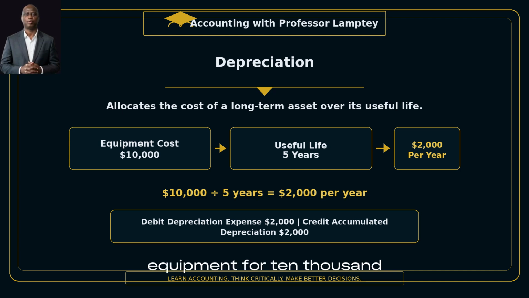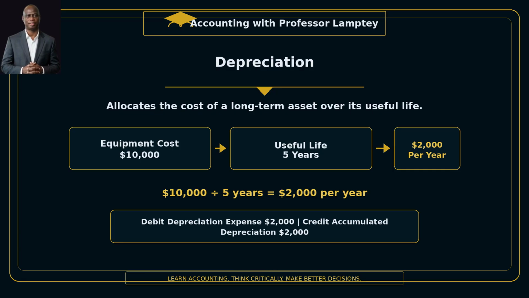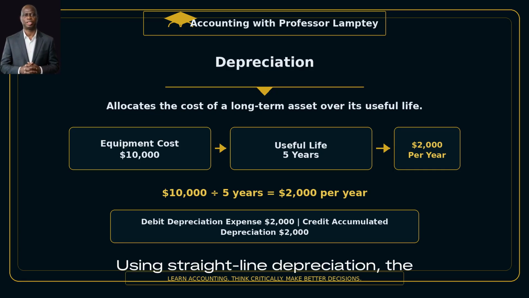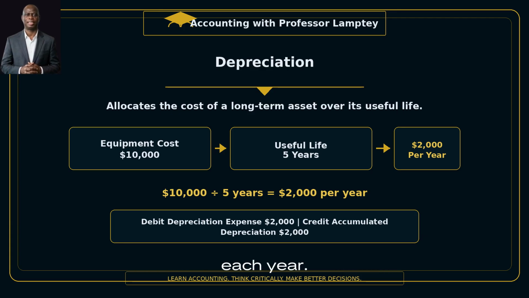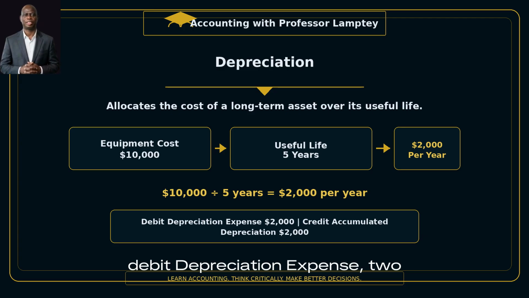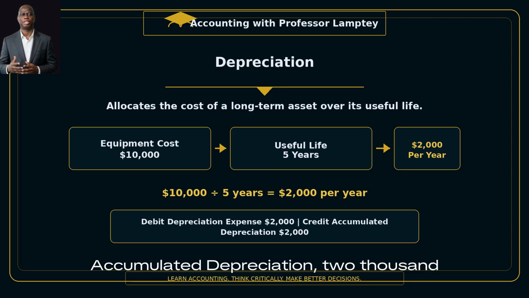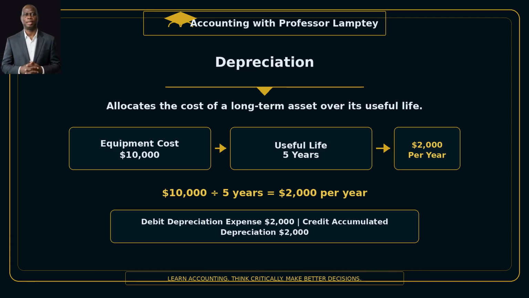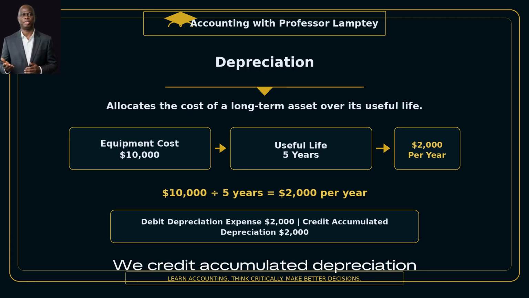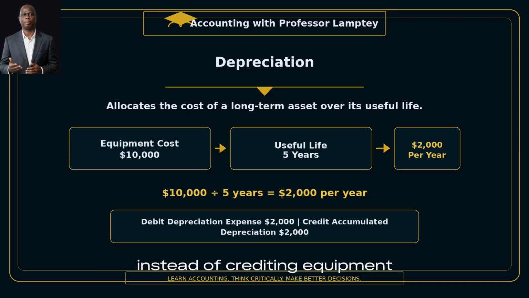Assume a business buys equipment for $10,000 and expects to use it for 5 years. Using straight-line depreciation, the business records $2,000 of depreciation expense each year. The adjusting entry is debit depreciation expense, $2,000, and credit accumulated depreciation, $2,000. We credit accumulated depreciation instead of crediting equipment directly.